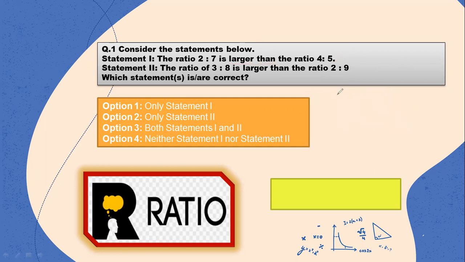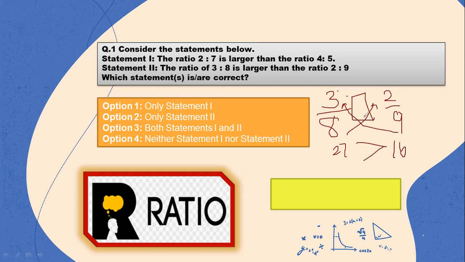Similarly, we are going to take the next ratio, statement 2, 3 by 8 and 2 by 9. I am doing again with the cross multiplication method, and you can do it with equivalent denominators also. So let us multiply 3 with 9 and 8 with 2. So you are getting 27 and 16. As 27 is greater than 16, 3 by 8 is greater than 2 by 9. So statement number 2, let us read again: the ratio 3 by 8 is larger than 2 by 9. So this is absolutely right.